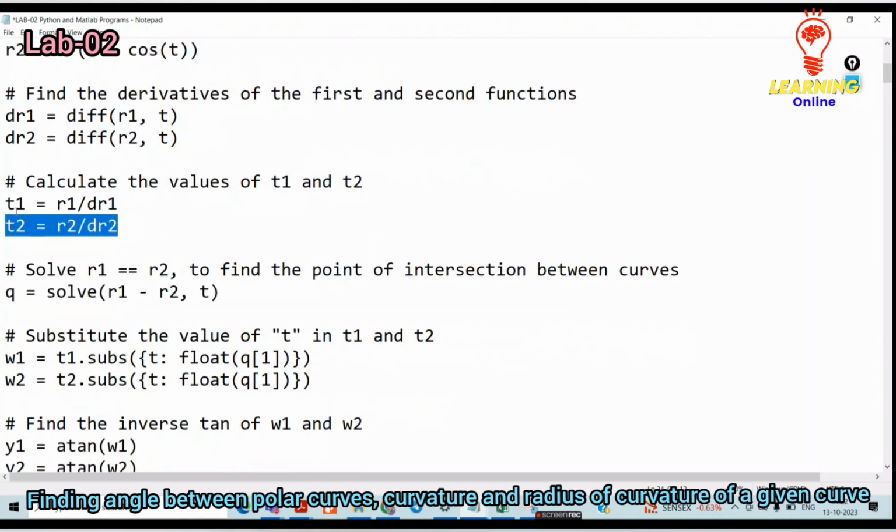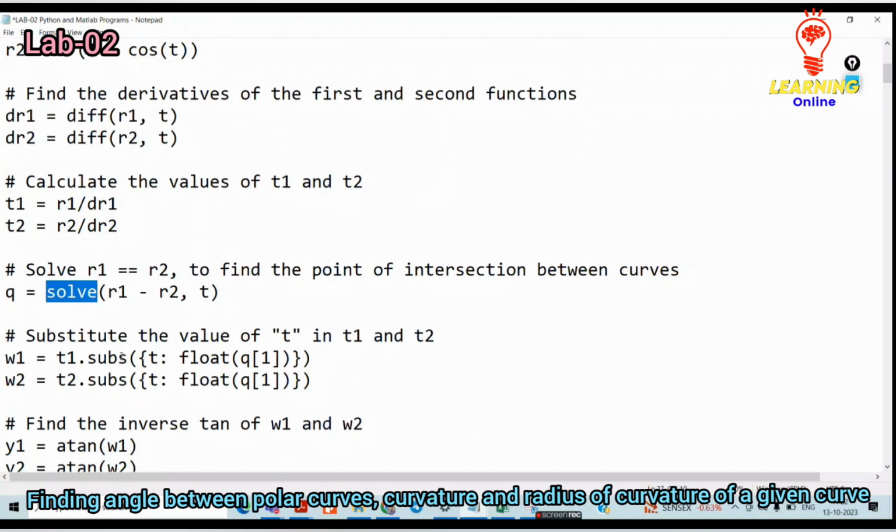Okay, I got T1, I got T2. What I need to do? I need to get the solution for it, so I am using the solve command. What I need to get is the solution of R1 and R2 with respect to the particular time t.